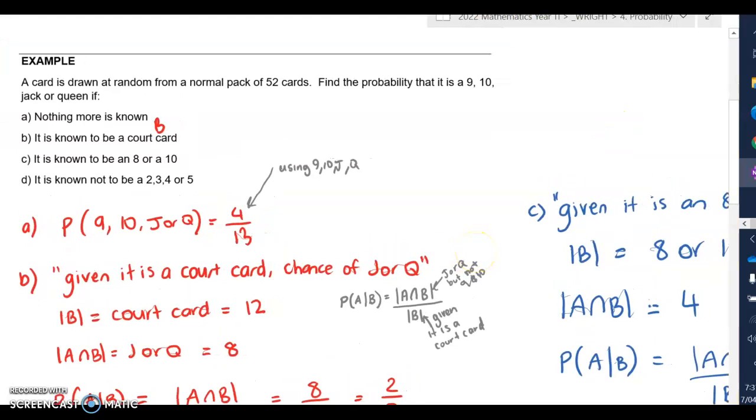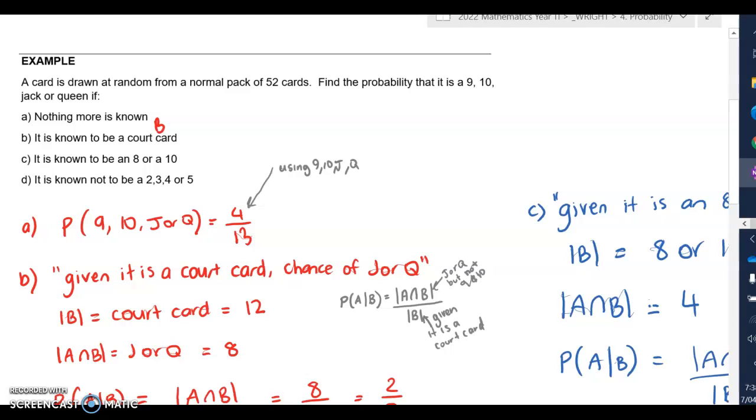Let's read it. A card is drawn at random from a normal pack of 52 cards. Find the probability that it is a 9, 10, Jack, or Queen. And there's a few provisos down the bottom. Let's look at part A. It says if nothing more is known, so we don't have any given B part. We're going to do it as if we were doing it in the last couple of exercises. We're going to be finding the probability of the card selected being a 9, a 10, a Jack, or a Queen.